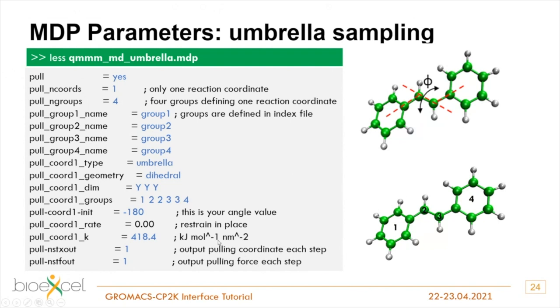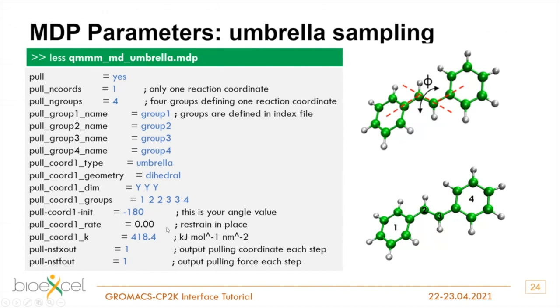Then we want to pull using umbrella, so it's basically a harmonic potential, the pull geometry is dihedral, and pull dimensions is all dimensions. So we pull in all dimensions, and this is how you define your dihedral angle. Your dihedral angle is spanned between two planes defined by pairs of vectors. Vectors 1 to 2 and 2 to 3 define one plane, and the second plane is spanned by the 2 to 3 and 3 to 4 vectors. So this is your dihedral angle between these two planes.